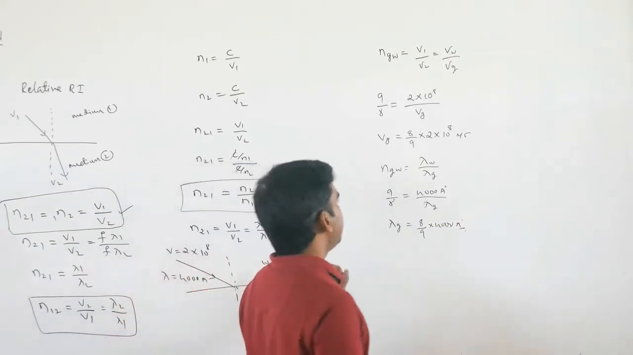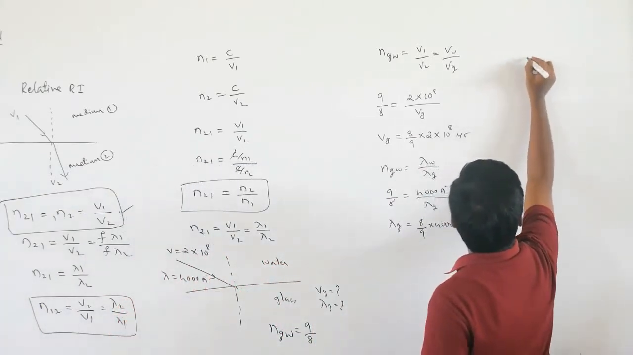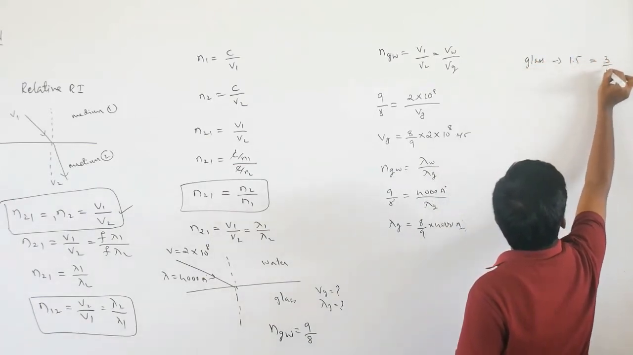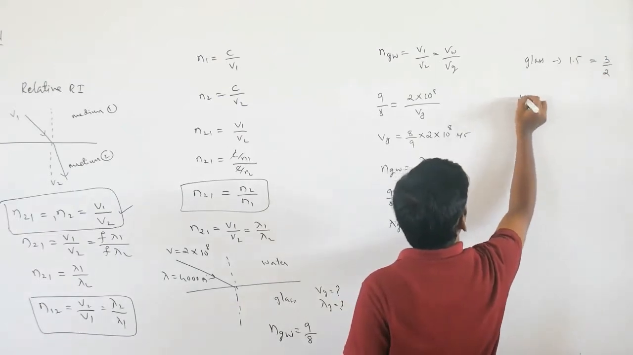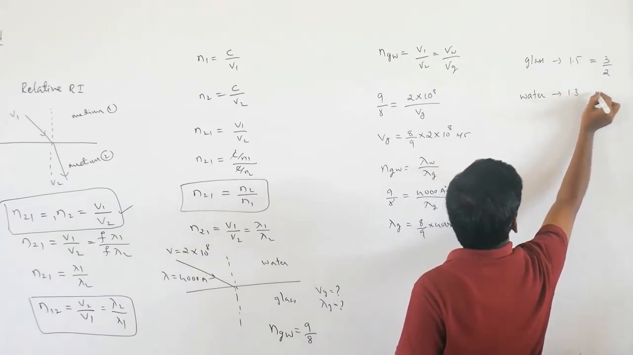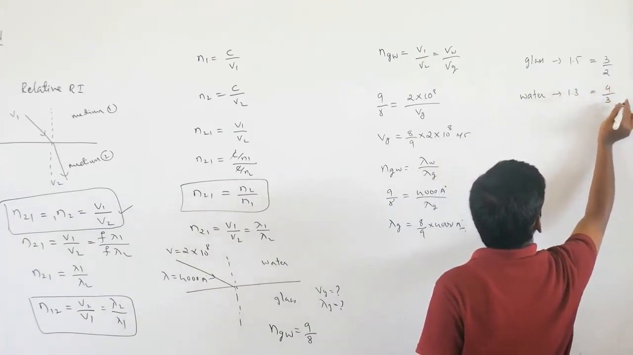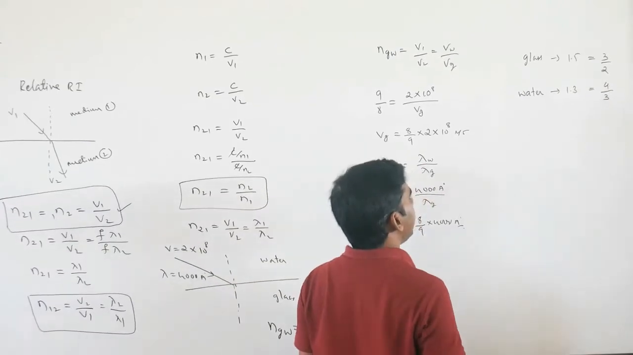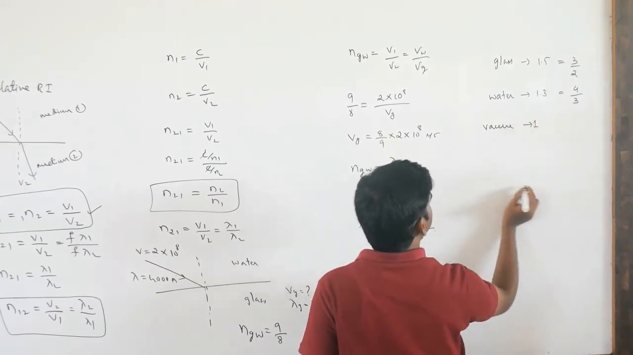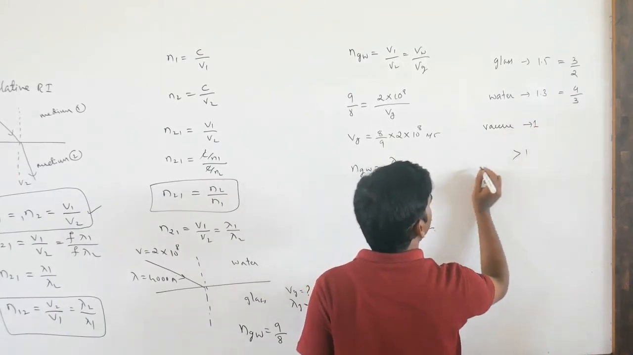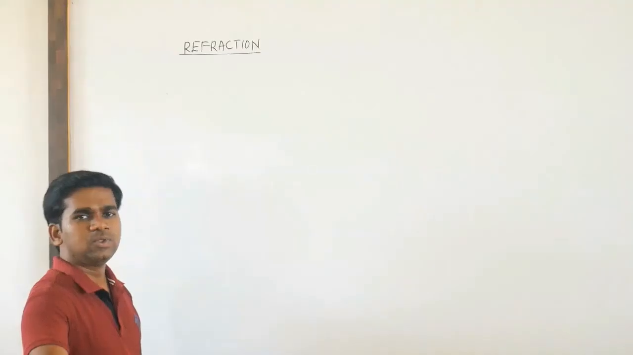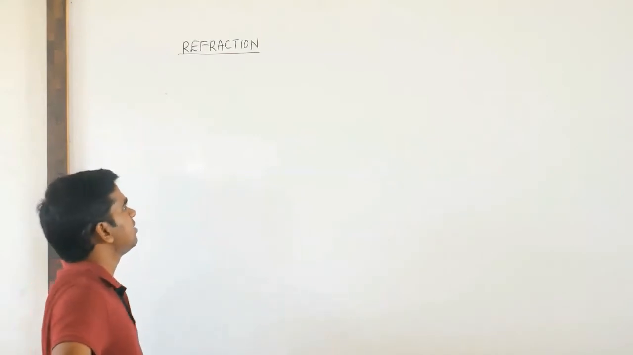So most of the time in our calculation we will use glass. Glass refractive index is 1.5. Try to write it as 3 by 2 most of the time. The refractive index of water we take all the time is 1.3, so we can write it as 4 by 3. For vacuum you know already, it is 1, and we have to remember refractive index is always greater than 1. So we will see some problems on refractive indices.